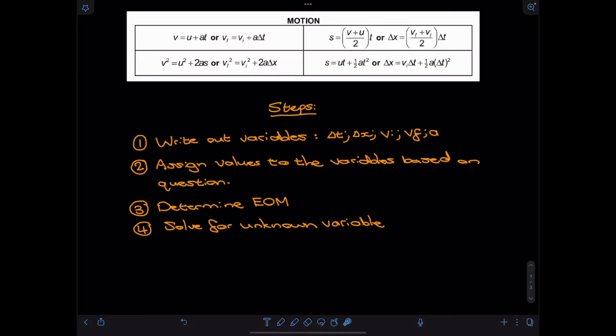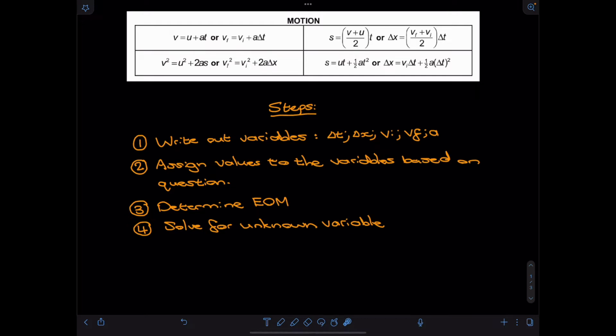Step two is to assign values to the variables based on the question. When you read the question, you'll see that they give you the values for certain variables, and then all you've got to do is fill in those values. That'll form part of what you know, right? And then obviously you won't know some of these variables. Most of the time you'll know three of them and you'll have to solve for the fourth one.